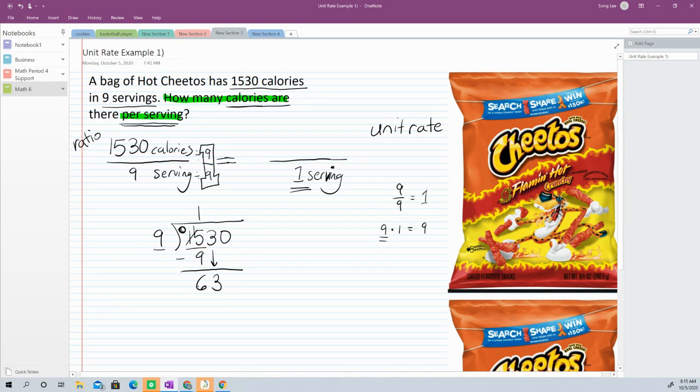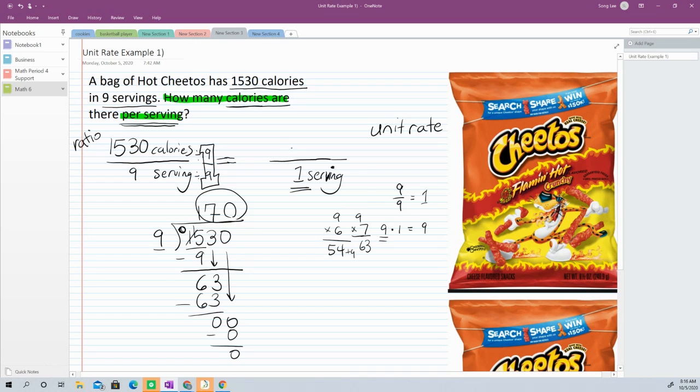How many groups of 9 can I make out of 63? Well, let's do a little bit of guess and check. 9 times 6 is 54. 9 times 7 is, I just have to add another 9 to here, which is 63. So 7 times 9 is 63. I get 0. Bring down the 0. And I got to keep going. How many groups of 9 can I make out of 0? Well, 0. 0 minus 0 is 0.